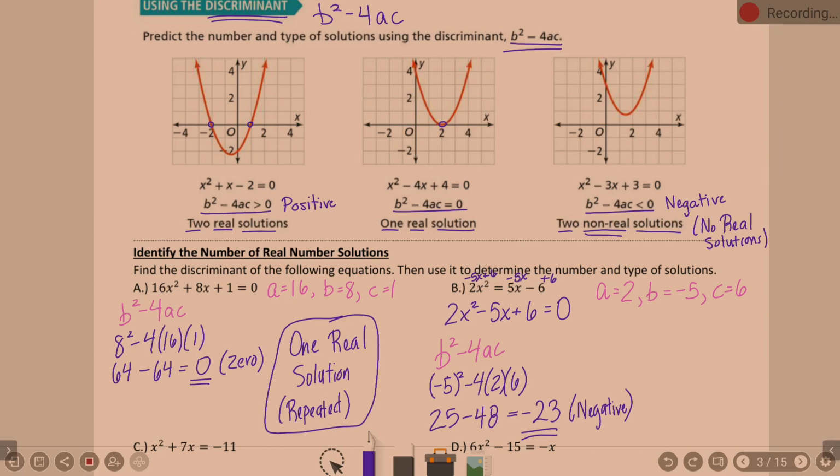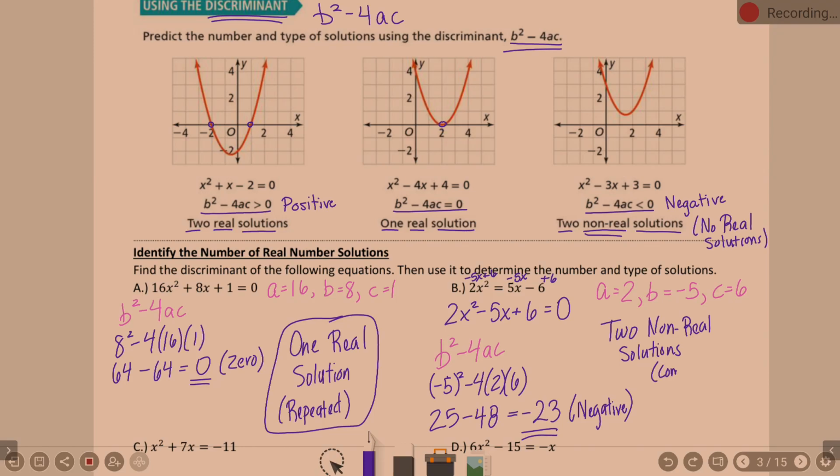What's that mean about my solutions if my discriminant comes out negative? No real solution. There's no real solutions. How many non-real solutions are there? 2. And I think that's what they're going to want, is they're going to want to know that there's 2 non-real solutions. I think I also mentioned yesterday that they are complex.